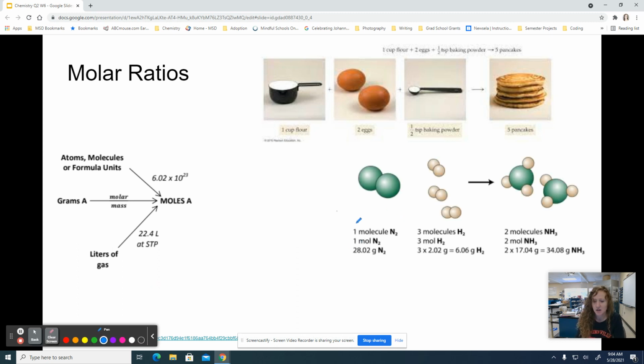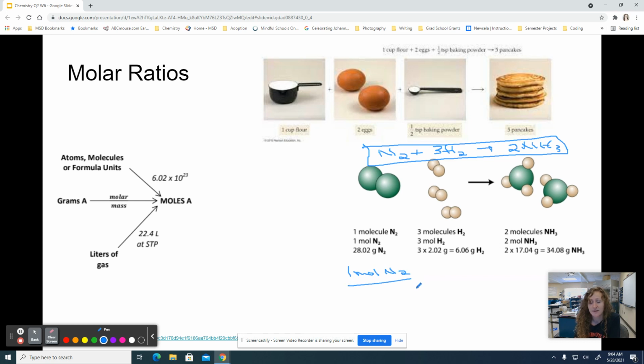Okay, so here's a reaction. It's N2 plus H2 goes to NH3, and it must be balanced. There we go. So there's our reaction. It's just like a recipe. I can do the exact same thing, right? So I can write a ratio that tells me if I use 1 mole of N2, I am going to also use 3 moles of H2, right?